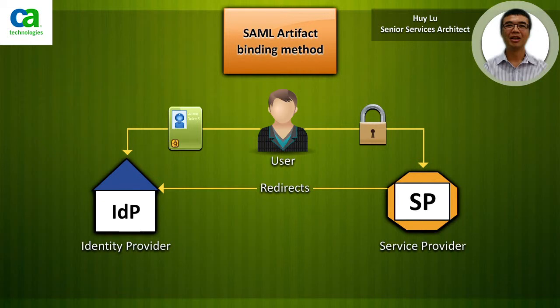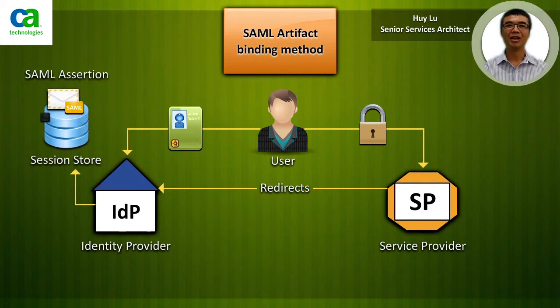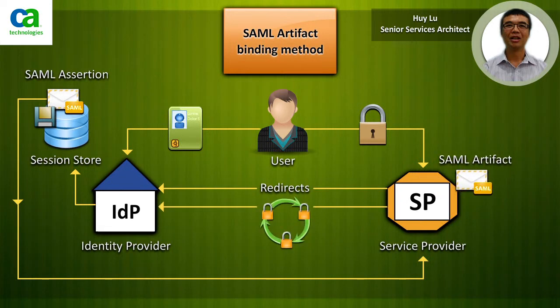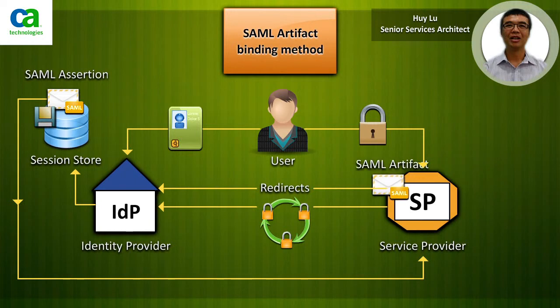In step 4, the identity provider will then save the SAML assertion to the session store and redirect the user to the service provider with a SAML artifact in the query string. The service provider will then take the SAML artifact and request a SAML assertion for that artifact from the identity provider over a secured channel.